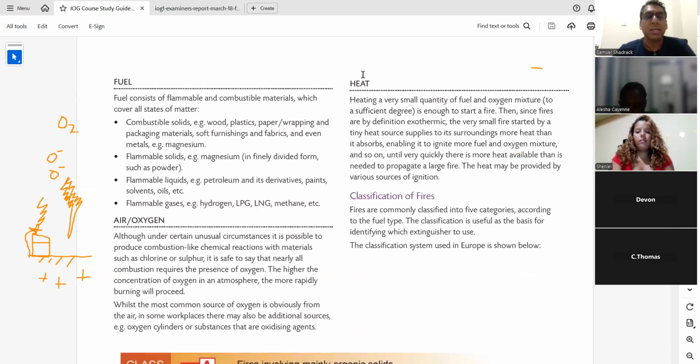So here we have heat, fuel, oxygen. You see, they did use the word heat, right? They did use the word heat because the British would normally say heat, oxygen, and fuel. So that's where I got the acronym HOF from, right?